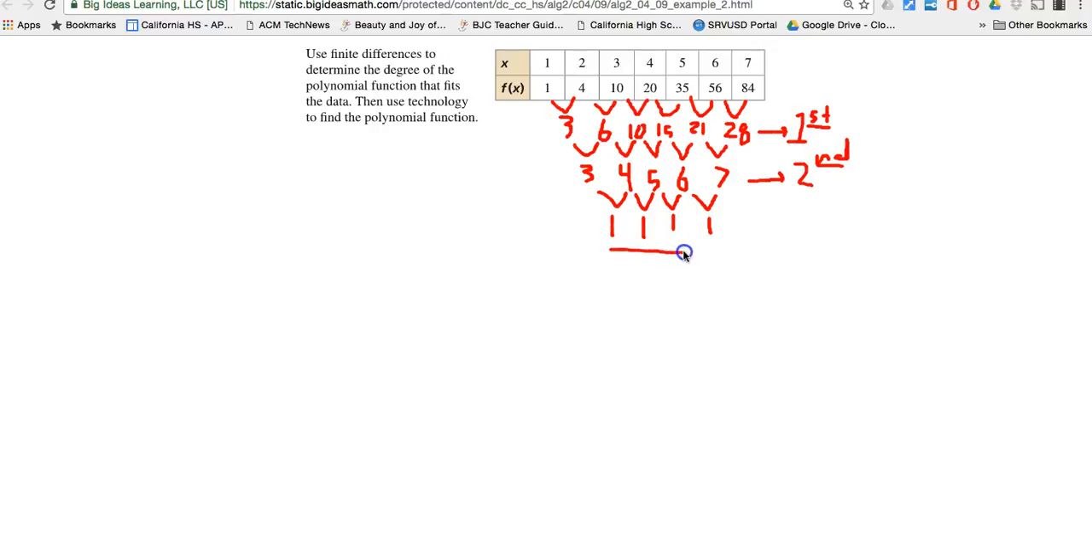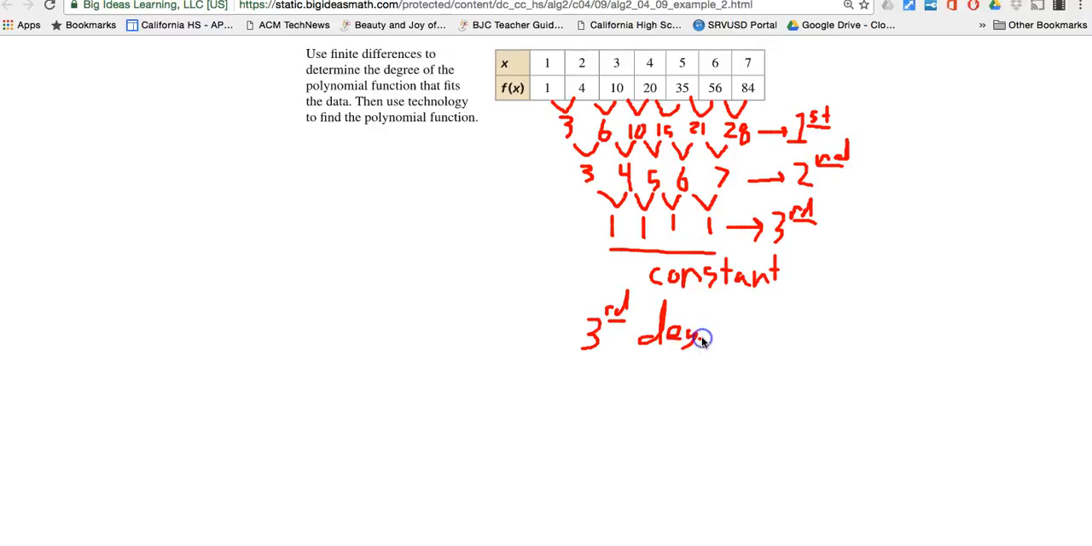These are all constant. They don't have to be 1, but once they are all the same value, then they are called constant. And once we get a constant, whatever level we're on, that is our polynomial degree. So this right here is our third difference. What that means is that this is a third degree polynomial. So that answers the first part of the question right here.